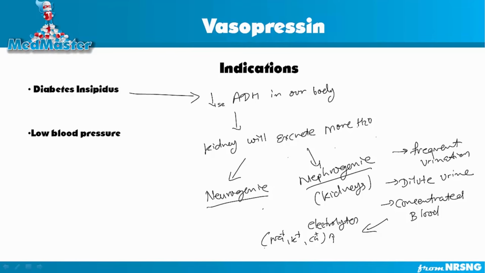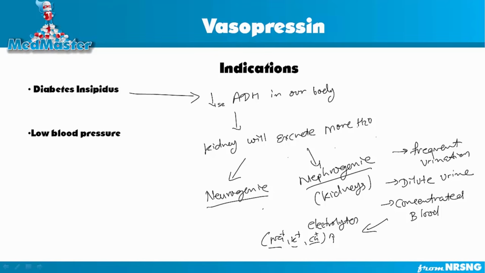If sodium's going up, it can cause neurological changes, confusion, level of consciousness change. Potassium can cause cardiac arrhythmia, and calcium and magnesium will go up as well, and they'll cause problems in muscle contraction and so forth. So that was a little bit of overview about diabetes insipidus.